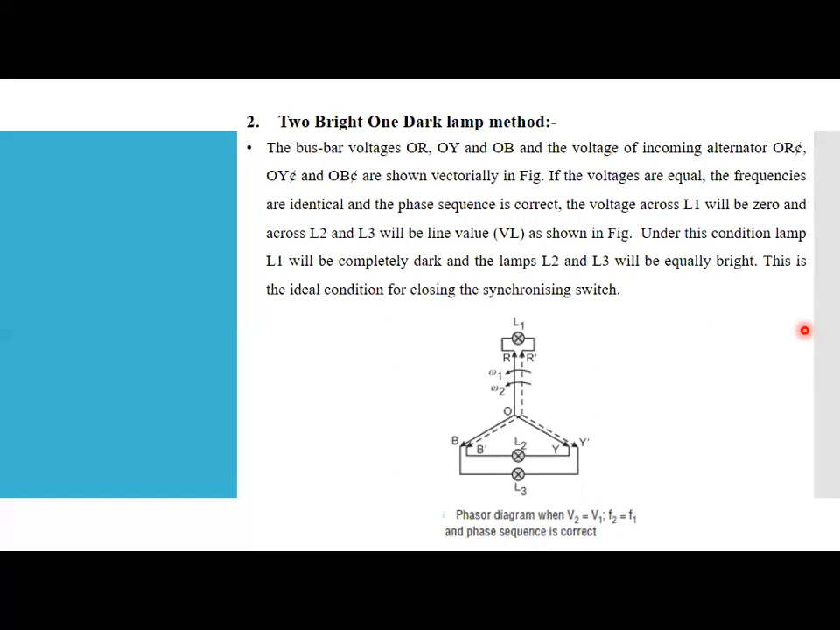Okay. Vector diagram. So now the bus bar voltages are OR, OY and OB, and the voltages across the incoming alternator are OR dash, OY dash, OB dash. So the bus bar voltage is RYB and the incoming alternator voltage is R dash, Y dash, B dash, and O is neutral, so we are taking it as a reference: OR, OY, OB, OR dash, OY dash, OB dash. Okay.